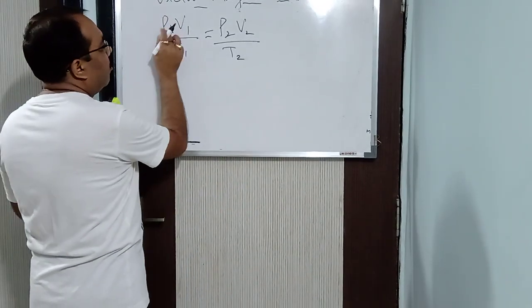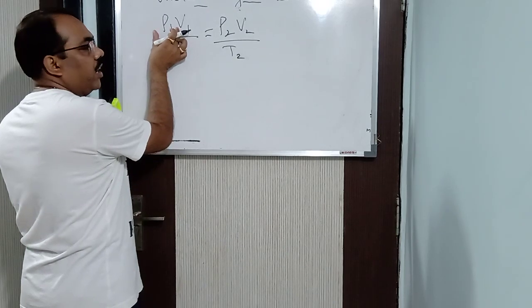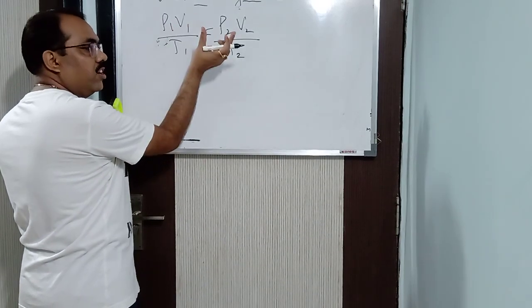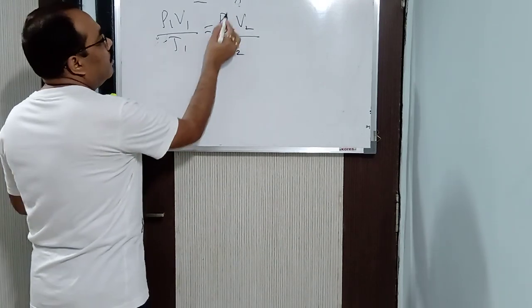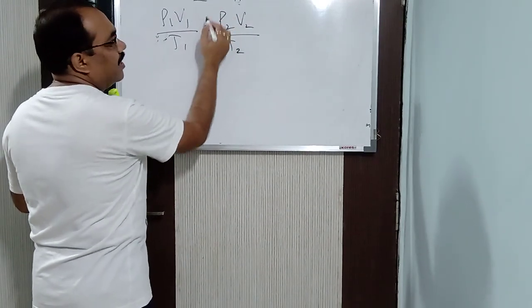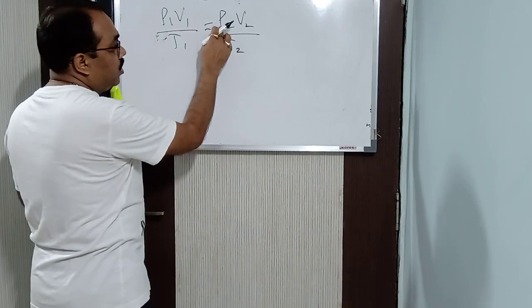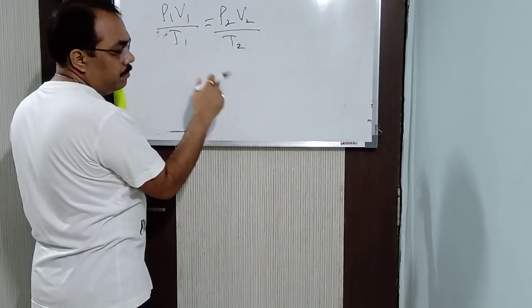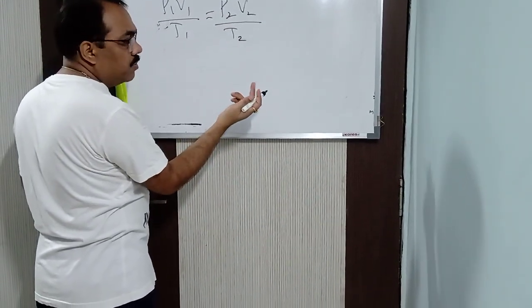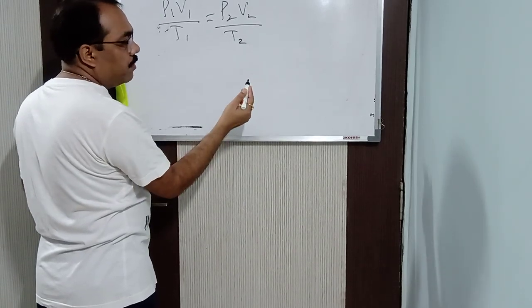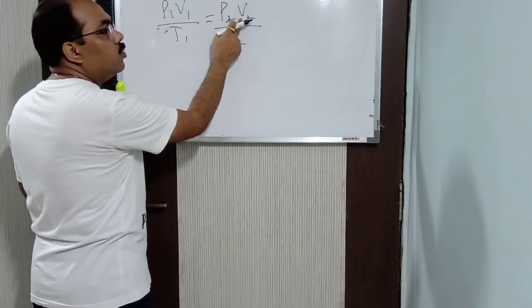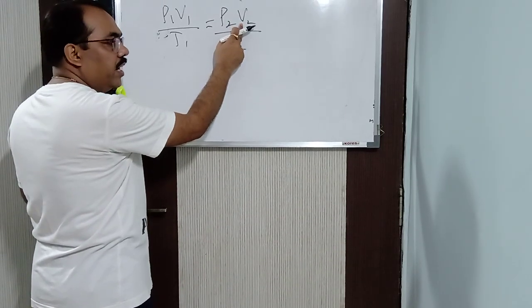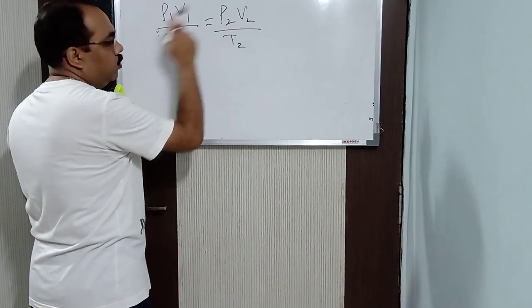So P1, what is that? The pressure of the dry gas. V1, I've already told you, is the volume of the air displaced. T1 is the initial temperature. P2 is at STP, pressure is 1 atm. STP means what? Standard temperature and pressure, where pressure is 1 atm and temperature is 273 Kelvin. So V2 you will calculate. You will get the volume, that is V2.